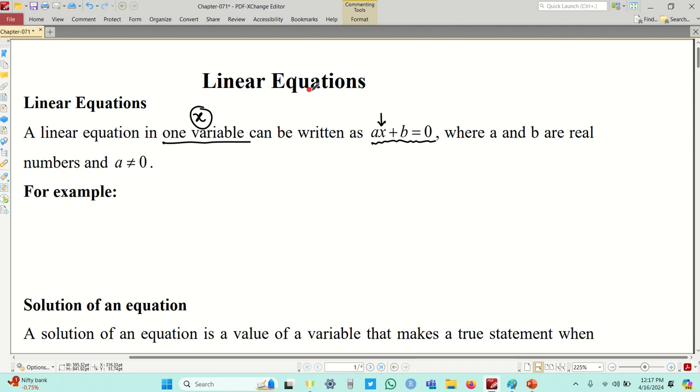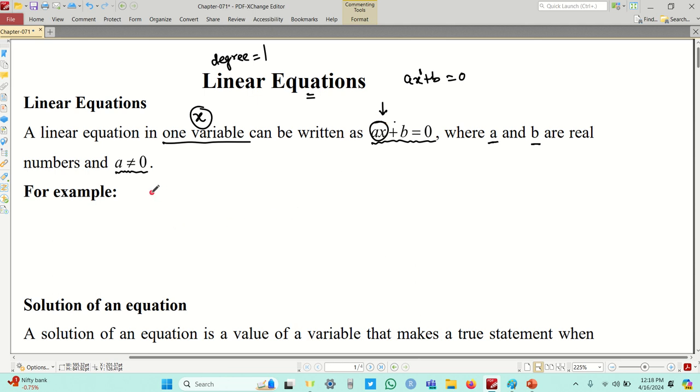Linear equation means where the equal sign is there. And linear means the degree of x is equal to 1. You can see what we have written: ax + b = 0. What is the degree of x here? The degree of x here is 1. So we call this equation a linear equation. Here, please remember a and b are real numbers. You can call them constants. And a is not equal to 0, because if a is equal to 0, then this equation will not exist.